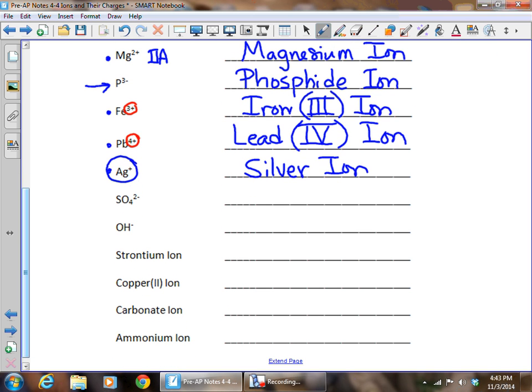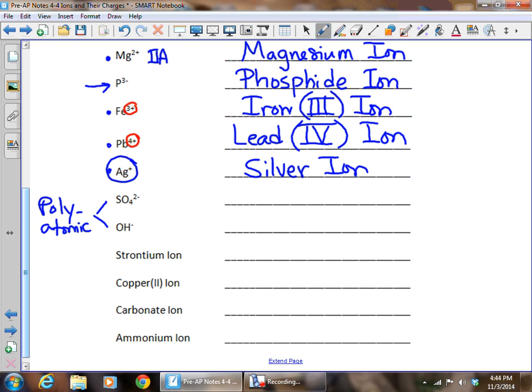Now the next two, SO4 2- and OH-, hopefully you'll recognize them as being different. These are what we call polyatomic ions. We're doing flashcards dealing with these polyatomic ions, and as soon as you see more than one element or one atom present in that ion, you know it's not a normal one. You know you have to look on the list. So these are polyatomic. They have more than one atom in them. So find the list.